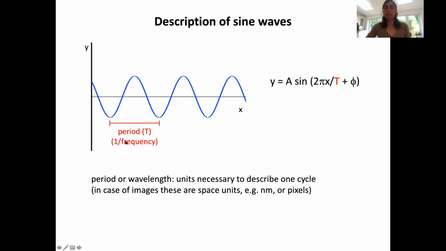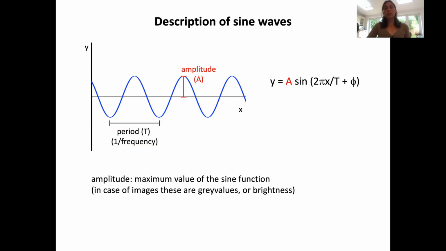In the case of images, pixels. Okay, so the wavelength or period is the inverse of the frequency. So a wave that oscillates slowly will have a long period or a long wavelength, and will have a short frequency. So the other parameter that we are interested in is the amplitude of the sine waves.